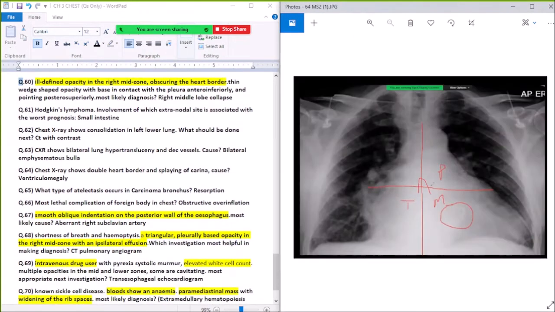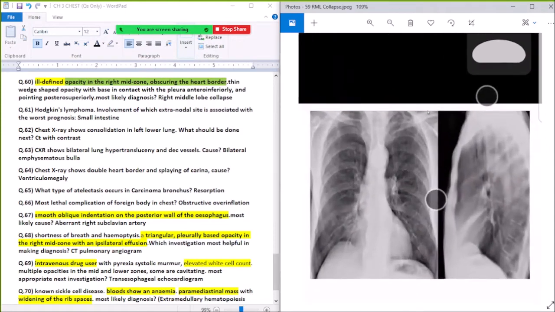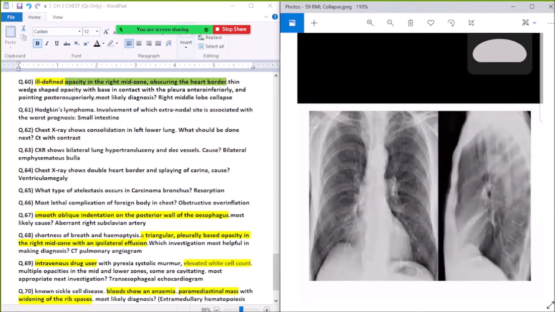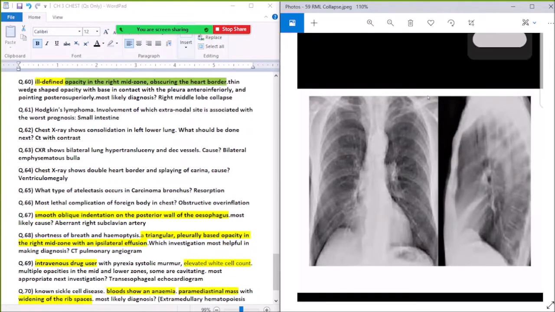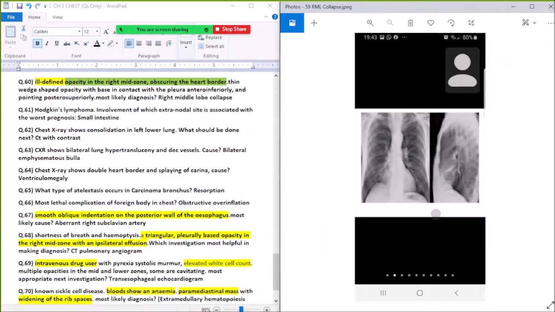60. Ill-defined opacity in the right mid-zone, obscuring the right heart border, with a thin wedge-shaped opacity on the lateral view, its base in contact with the pleura anterior-inferiorly and pointing posterior-superiorly. Most likely diagnosis: right middle lobe collapse.